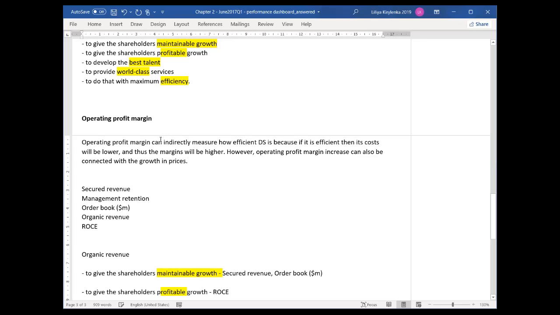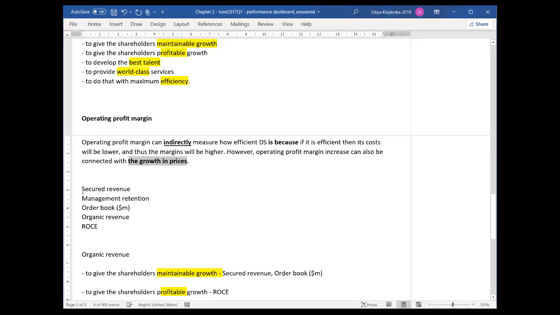So look, I say that it is indirectly because this is not a direct measure, and it's very important to use that word. And I need to explain why there is no direct connection, and I need to explain why there is some connection. So I explain that if costs are lower, then the margin is higher. So I explain how it measures just a little bit, but also I explain why it does not measure correctly, because there is growth in prices.